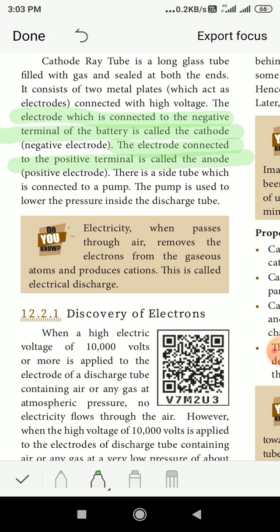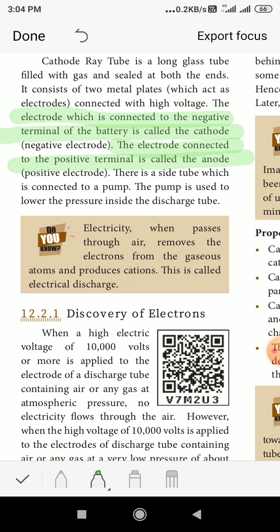So that the pressure inside it will be low, low pressure will be maintained inside that discharge tube. For that purpose it is connected to a pump. Now, do you know, when electricity passes through air, it removes the electrons from the gaseous atoms and produces cations. This is called electrical discharge.